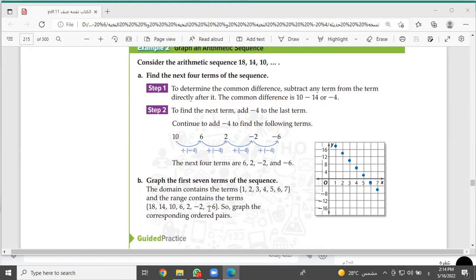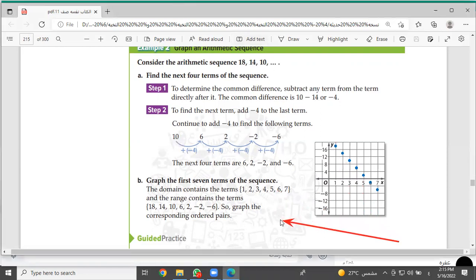So the first term over here, 1, y equals what? Equals 18, its value. Also 2 equals what? Number 2, it will be 14. Number 3 equals what? 10, and so on. So each point represents a term on the graph.